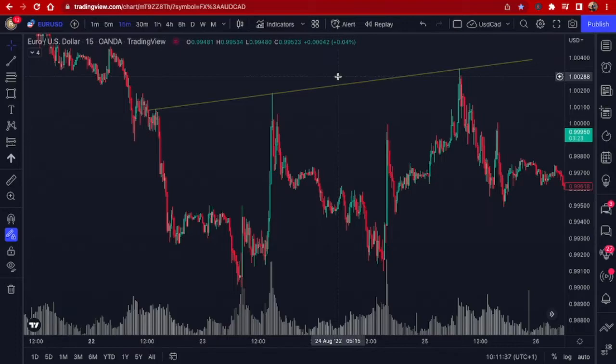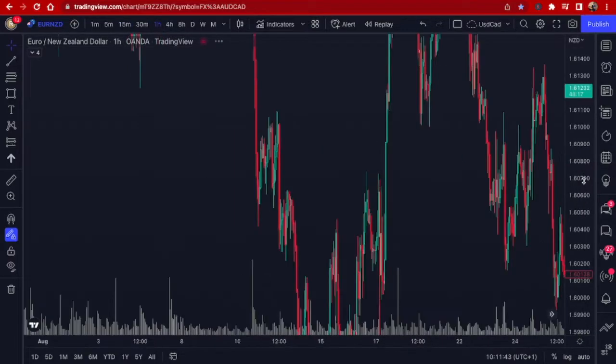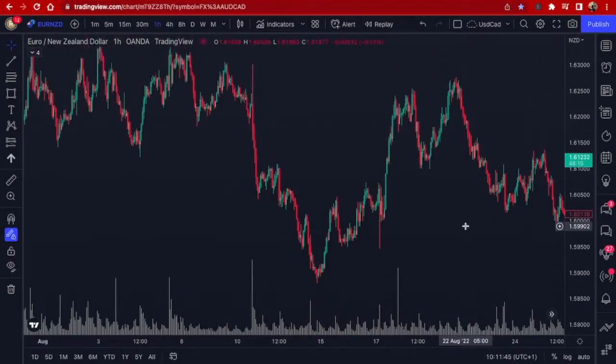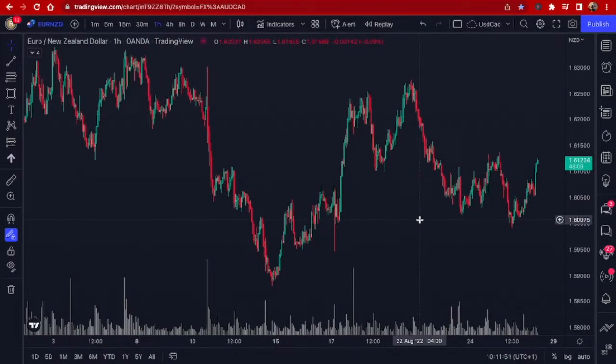For this example, I'm going to be looking at euro to New Zealand dollar. Before we get into the distribution, I just want to make sure that you understand that the higher time frame is always the most important. So even though I'm taking these distributions and accumulations on 5-minute time frame, 15-minute time frame, and the likes, it's only after I already have a bias based on a higher time frame. So let's look at euro to New Zealand dollar then.